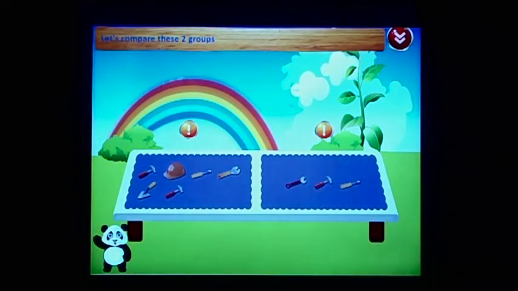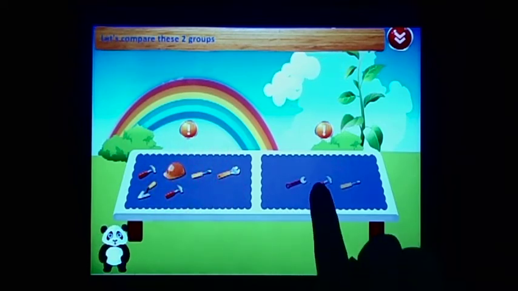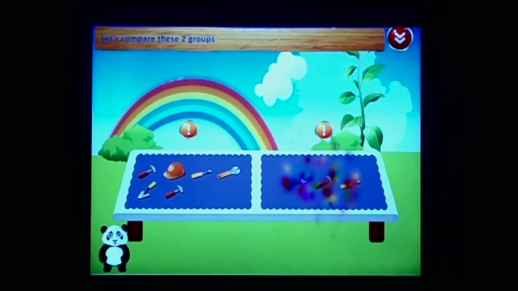Let's compare these two groups. This group has more. Table. This group has less. Excellent!